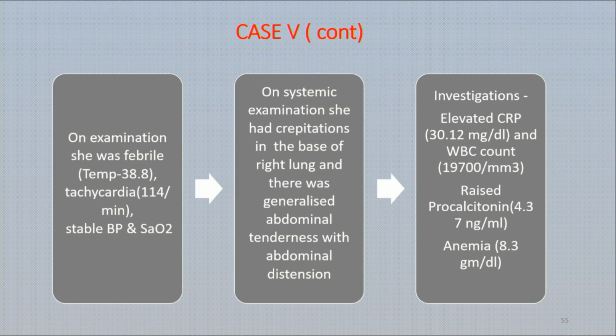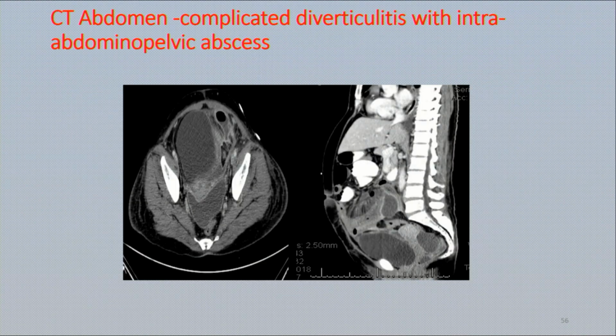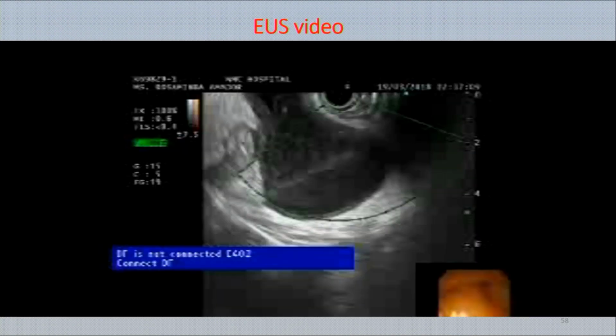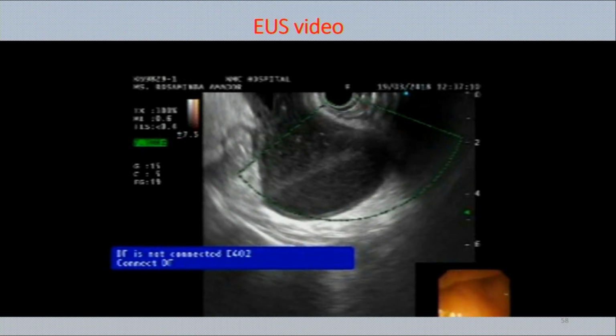She had high inflammatory markers, and CT scan showed a large collection in the pelvis, around the rectum. So we had the question whether the patient should go for surgery or any minimally invasive technique. So we subjected this patient to the EUS guided drainage.